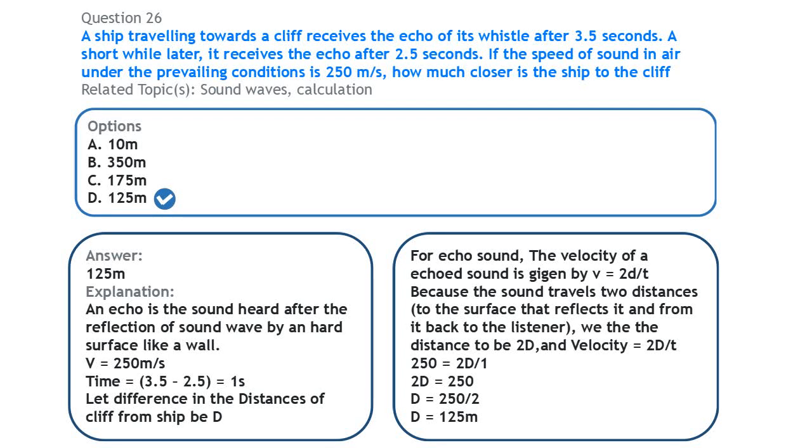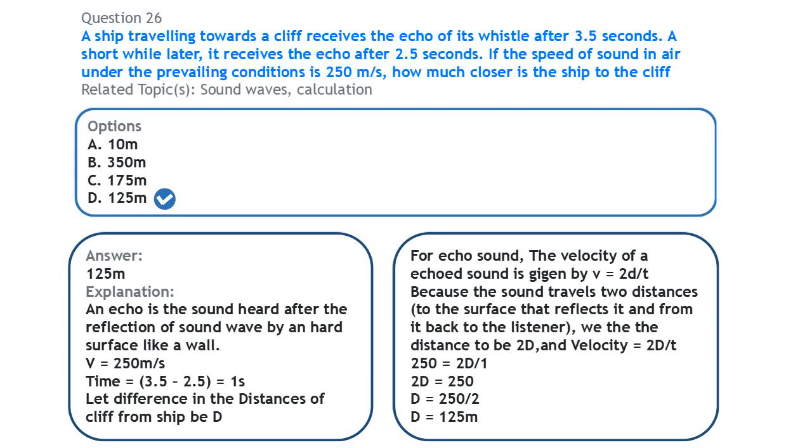So you have 250 equal to 2D divided by 1. When you cross multiply, you have 250 times 1 equal to 2D, that is 2D equals 250. Divide both sides by 2, and you have D equal to 125 meters. So 125 meters is the correct option here.